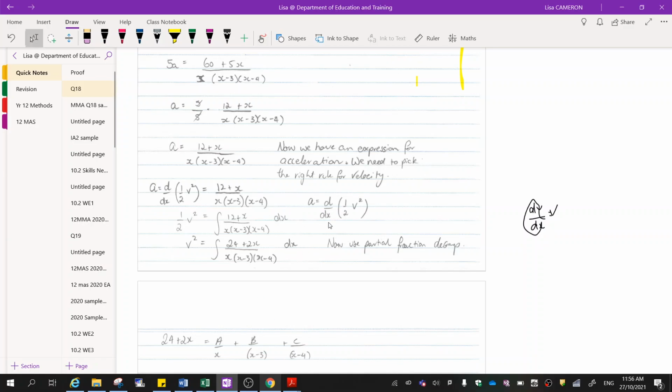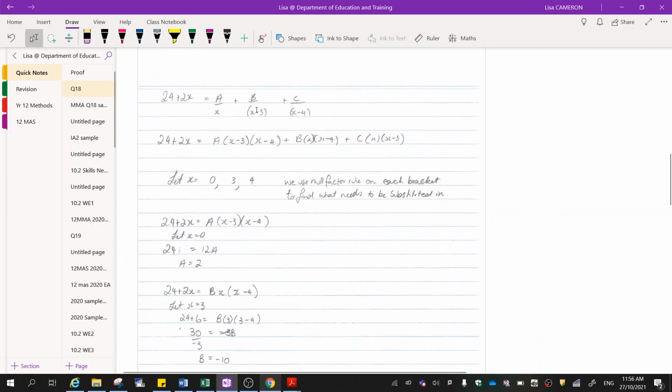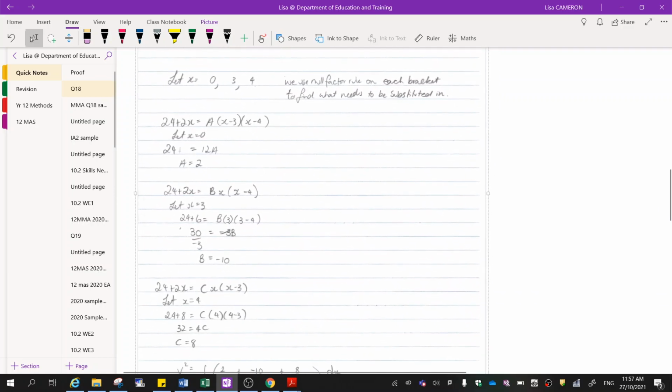So now at this point, I can use partial fraction decomposition. This is what I eventually want my fractions to look like, which means that if I made the numerators all the same, I'd have to do this one times that one, this one times that one to figure it out. That will make all of the bases this bracket times that bracket times that bracket, which is why I don't bother expressing all of them anymore. Now, we're going to use the null factor rule for each bracket to find out what needs to be substituted in. If I make this one equal to 0, then x is going to be 0. If I make this one equal to 0, then x will be equal to 3. If I make this one equal to 0, then x will be equal to 4. So that's how I ended up with that step.